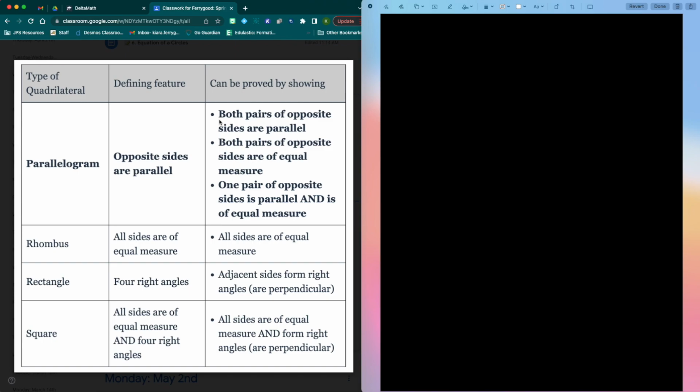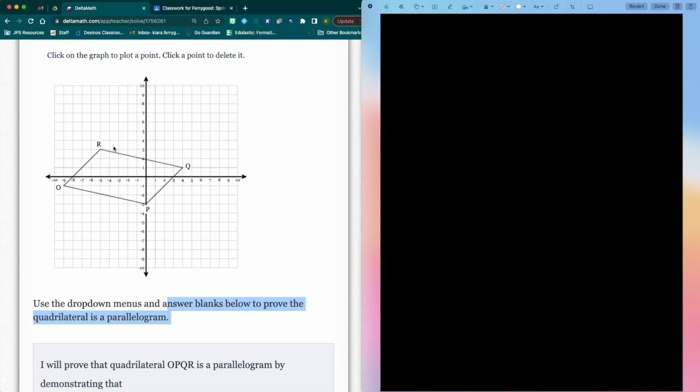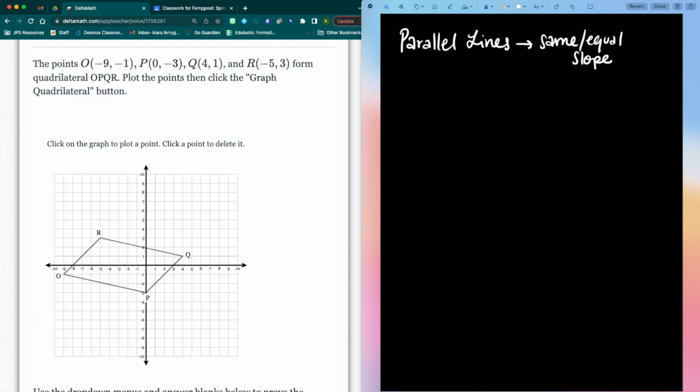But what I'm going to choose to do this time is prove that the pairs of opposite sides are parallel. All I need to do is figure out the slope of these lines, and then I am able to figure out whether or not it's a parallelogram. Parallel lines have the same slope, or equal slope. So as long as we show that these opposite sides have the same slope, we're fine.